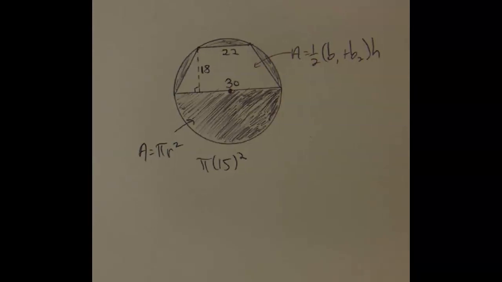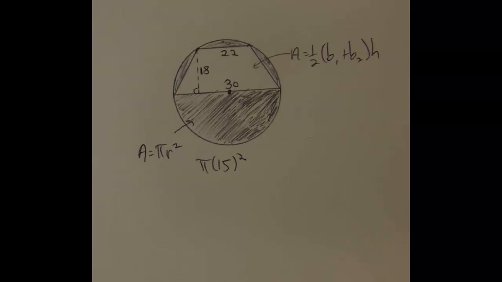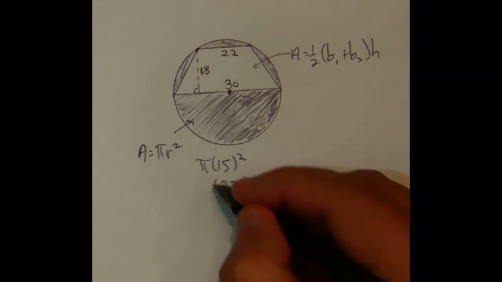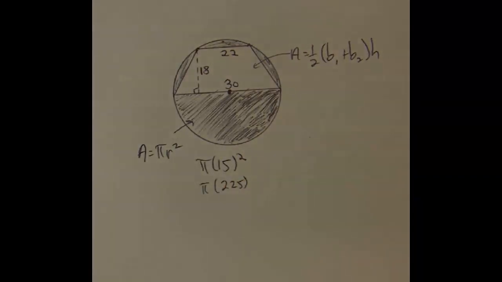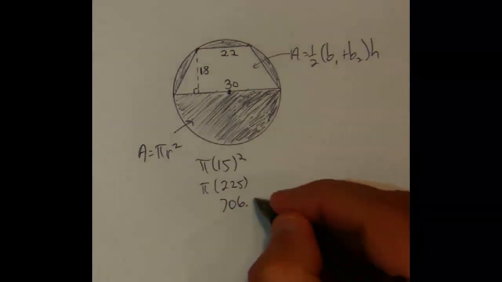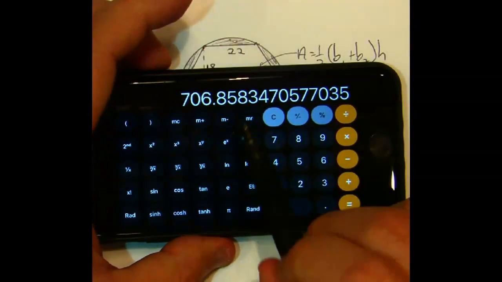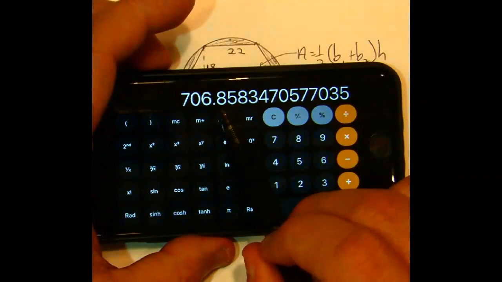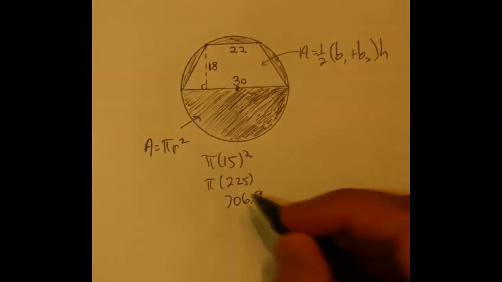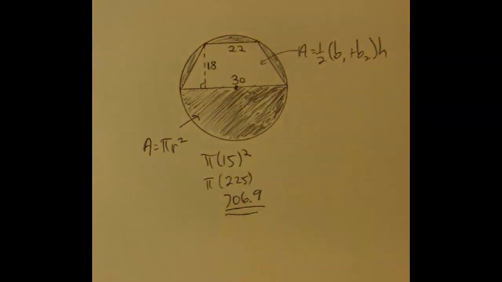Alright, now let's take 15 and square it. You get 225, and then multiply it by pi. So times the pi button found on your calculator, and we get 706.9. On your calculator you'll get 0.85, so remember, take that 5, round that 8 up to a 9. So 706.9 is the area of the circle.